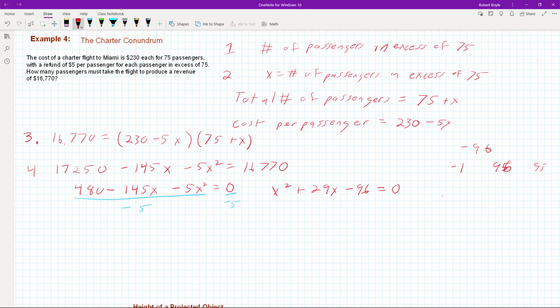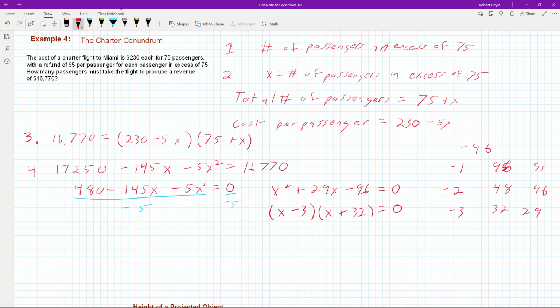What about negative 2 and 48? Negative 2 times 48 is negative 96. Unfortunately, that sums to 46, so that's not going to work. What about negative 3 times 32? Well, the product of that is negative 96, and its sum happens to be 29. So we can write this as x minus 3 times x plus 32 is equal to 0.